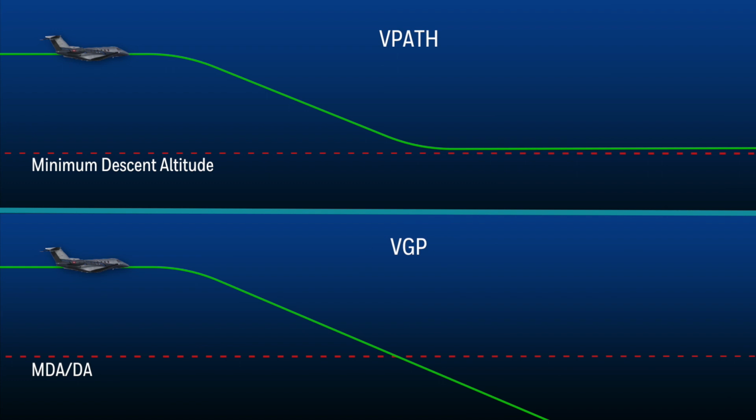When using VPath, the MDA for the approach is set in the altitude preselector, and the flight guidance will level off at the selected altitude. VGP mode is similar to glide slope mode on an ILS. The altitude preselector is ignored, and flight guidance continues below minimums.